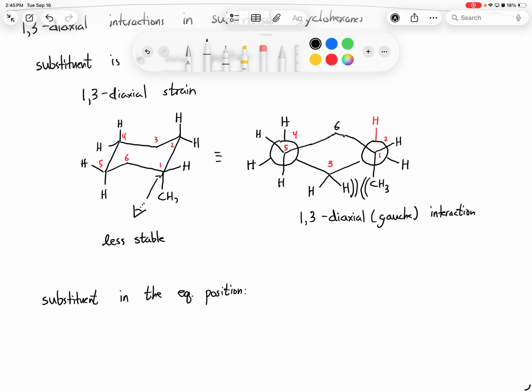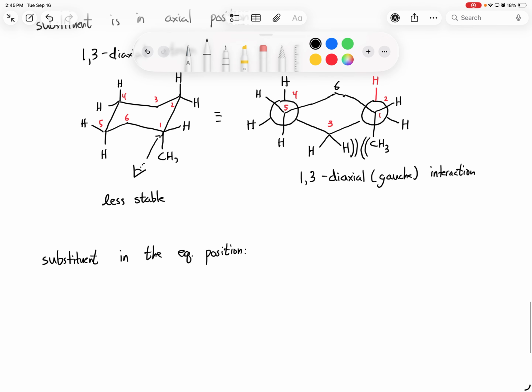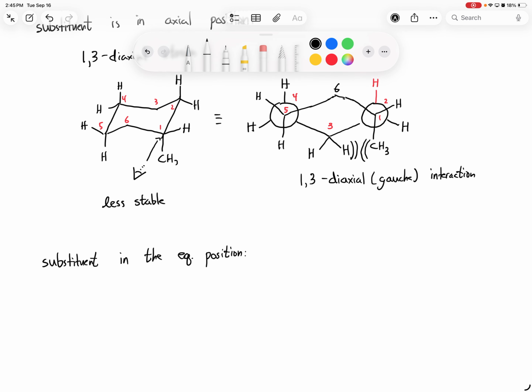All right, but I'm not going to draw a chair flip here. I'm just going to draw a normal chair conformation, and I'm going to show the substituent in the equatorial position. All right. So let's just draw the chair first. All right, again, instead of in the axial, I'm going to draw it reverse. Now it's pointing upwards. It's now in the equatorial position. Okay, so I'm just going to draw these H's for clarity because that's going to show up in the Newman projection.